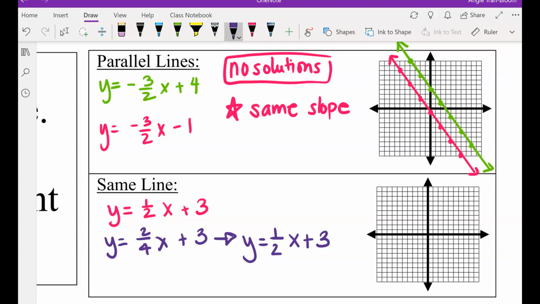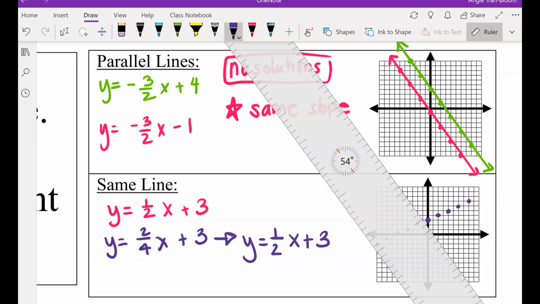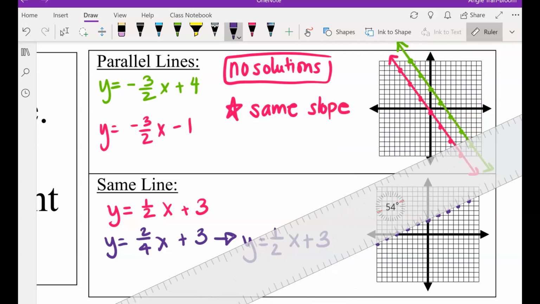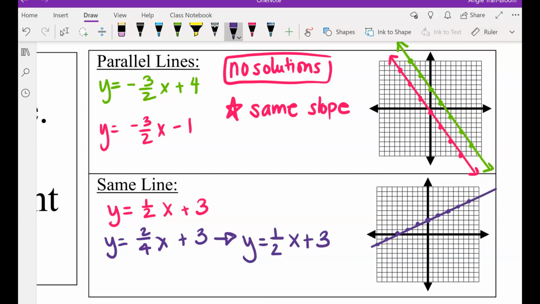Okay, and a lot of times you think that they start at 3, 1, 2, 3. The slope is positive, so we go up 1, right 2. Do I need to graph both of these? No, since they're identical, we can just graph one. But technically, I can graph both. And again, the red line is going to be overlapping this purple line.